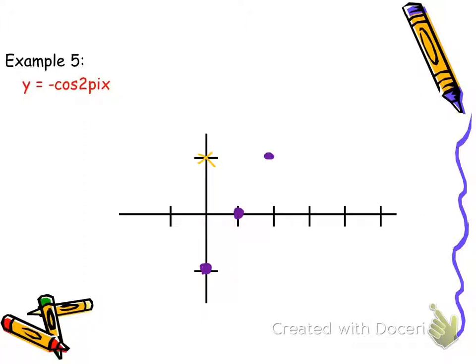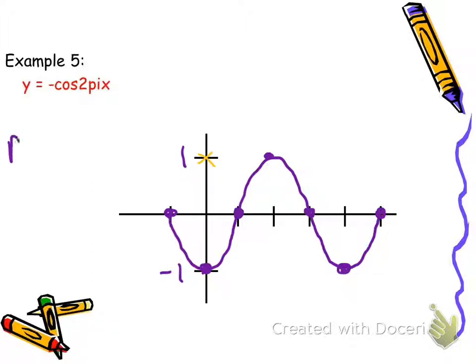Up. Back down to 0. Back down to -1. Back up to 0. Back up over here. So this is what the negative cosine is going to look like. I haven't even talked about the period yet because I don't need to. The graph's going to look like that. I'm just going to use the period to label my axis. The amplitude is still 1, so that's 1 and -1.